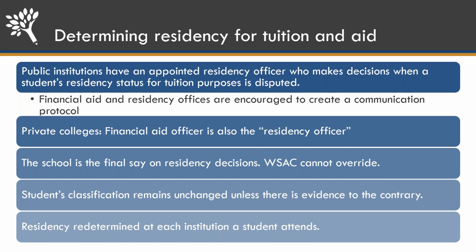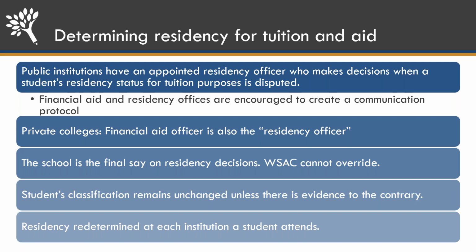WSAC can't override residency decisions. We sometimes get calls from students who expect us to call the school and tell them to fix their decision, and we aren't able to do that. We can, however, if we think that the decision may have been incorrect, talk to the school and figure out what's going on and maybe share information that they didn't realize.